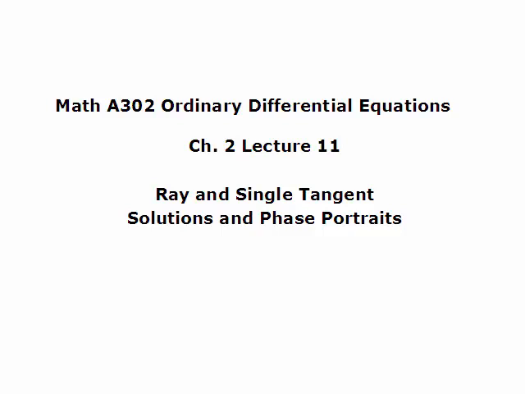This is lecture 11 for chapter 2 for ODE, and in this lecture I'll discuss the case of equal eigenvalues, and this will give us the ray or the single tangent phase portrait. In the previous lecture we looked at the case of two distinct real eigenvalues, and that gave us the saddle, source, and sink phase portraits. Here we're looking at one eigenvalue, or identical eigenvalues.